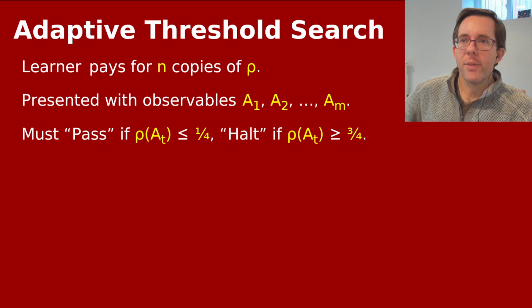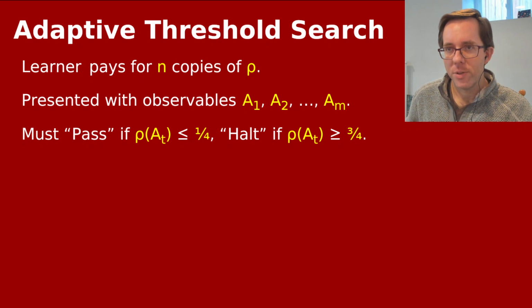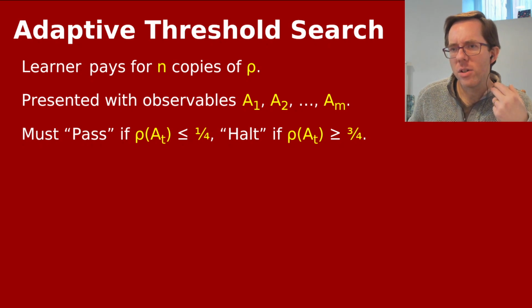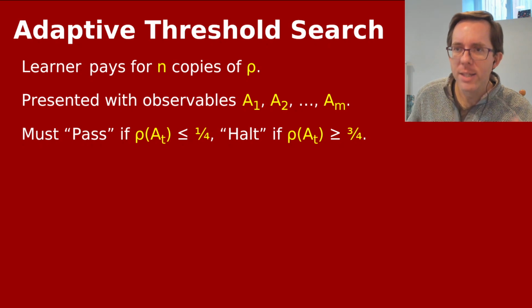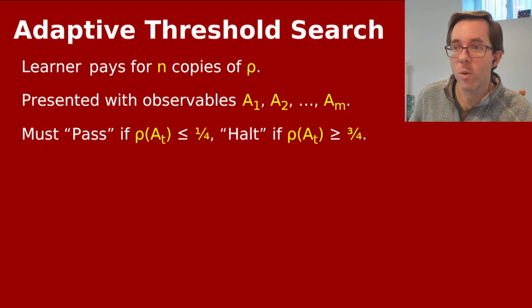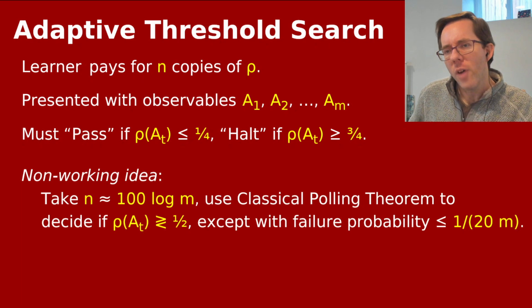Okay, so let's think about this adaptive threshold problem some more. Given a bunch of copies of rho, you're presented with A1 through AM in sequence, and the idea is you're expecting their probabilities to all be at most 1/4. You want to pass whenever you think that's the case, and you want to halt if you ever discover one that's got a big expectation value, at least 3/4. So how are you going to do this?